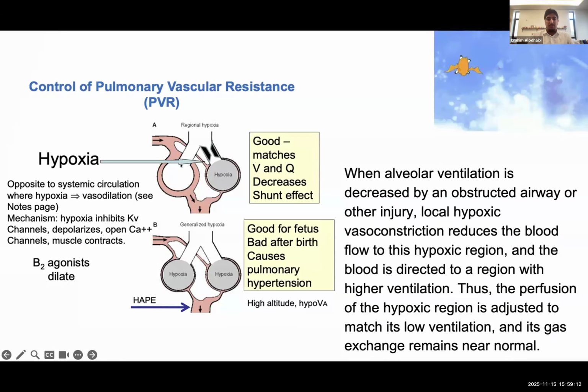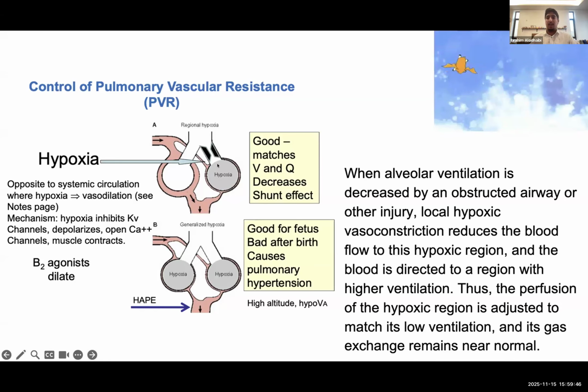So this is a very, very important concept when it comes to hypoxia. When alveolar ventilation is decreased, our lungs have the ability to do this thing called hypoxic vasoconstriction. Everywhere else in the body, the opposite occurs, where hypoxia is going to cause vasodilation in an attempt to get more blood moving around. However, when alveolar ventilation is decreased, our lungs do the opposite and do hypoxic vasoconstriction, which basically is an attempt to redirect the blood from the areas that are not being ventilated with oxygen to areas that are being ventilated with oxygen.